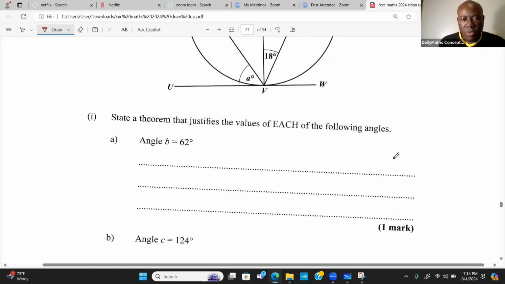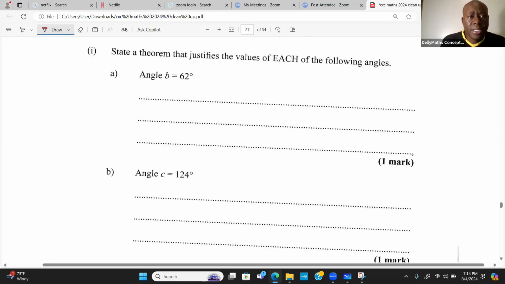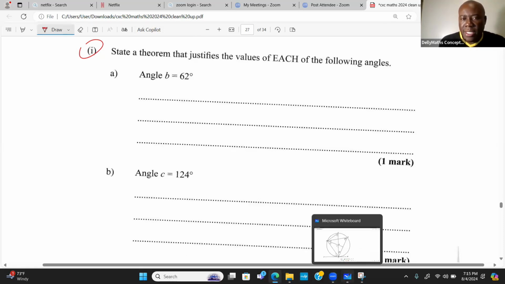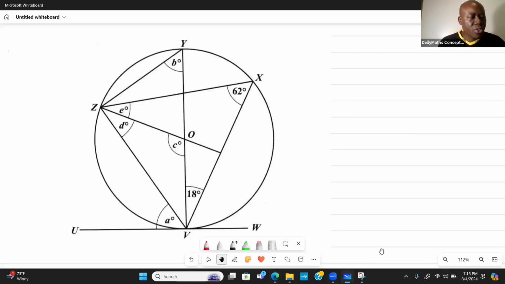Now, let's see what the first question says. State the theorem that justifies the values of each of the following. So angle B is 62. Let's take a look at why angle B is 62. When we think of angle B, we are looking at this angle out here.